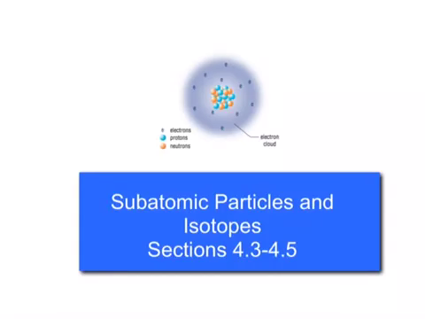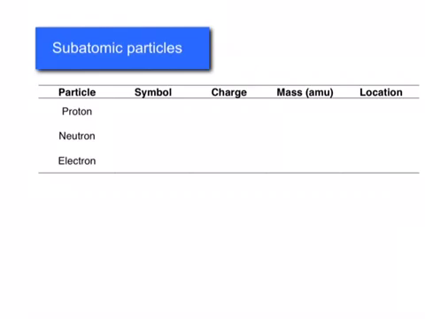Today we're going to review subatomic particles and talk about each of their properties, and then we're going to go into how to figure out how many of each of those particles are in a given atom, and touch briefly on what an isotope is and how you write the symbol for a particular isotope. We've already discussed what the subatomic particles are, the proton, neutron, and electron.